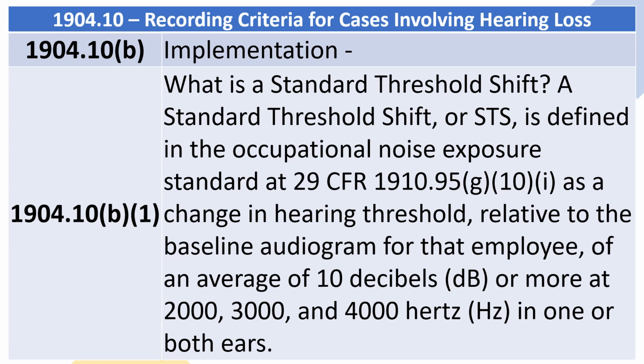1904.10(b). Implementation. 1904.10(b)(1). What is a standard threshold shift? A standard threshold shift, or STS, is defined in the Occupational Noise Exposure Standard at 29 CFR 1910.95(g)(10)(i) as a change in hearing threshold relative to the baseline audiogram for that employee of an average of 10 decibels, dB, or more at 2000, 3000, and 4000 Hz in one or both ears.